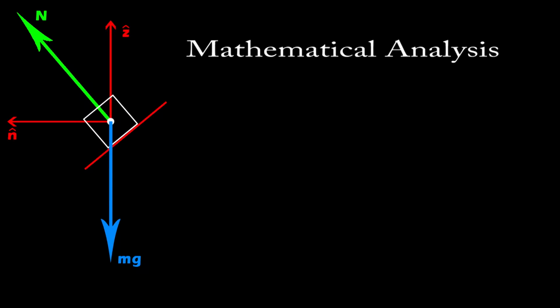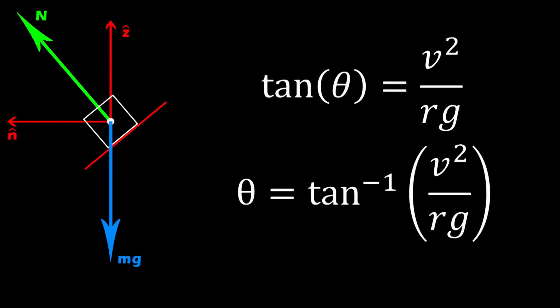The angle of tilt can be calculated using dynamics. Summing up the forces results in an equation that depends on the radius, velocity, and angle of tilt. By solving for the angle, the final equation is the inverse tangent of the velocity at the seat squared divided by the radius times gravitational acceleration.